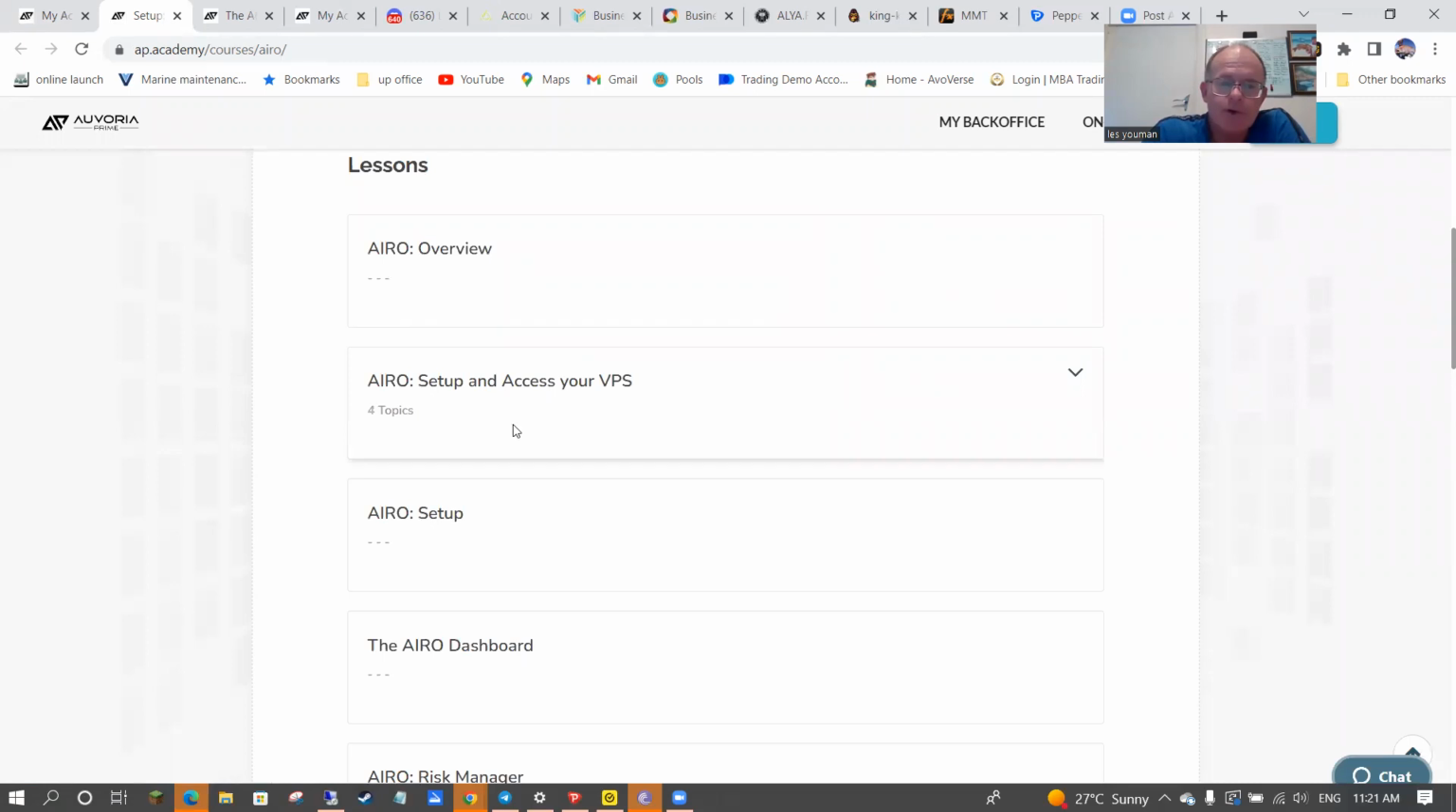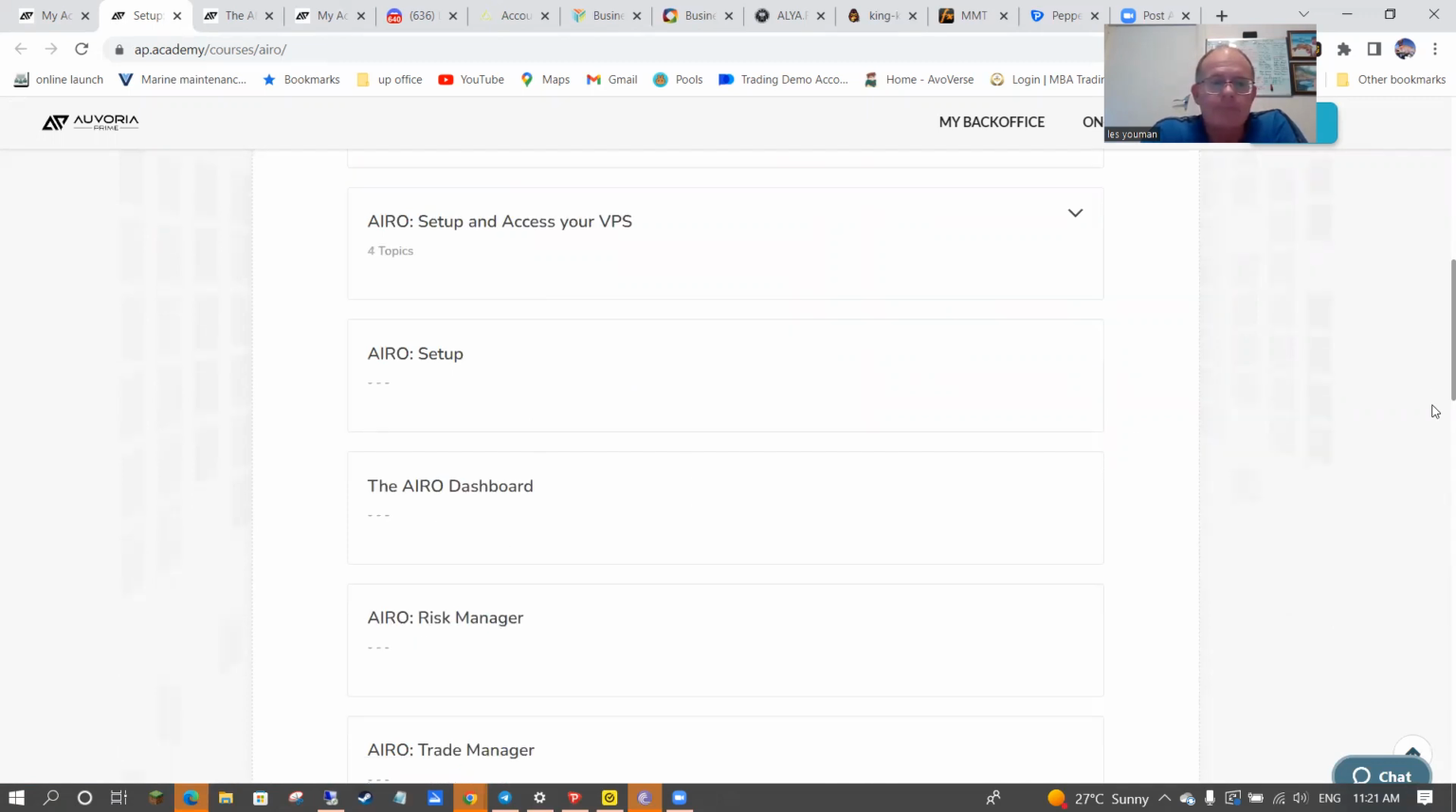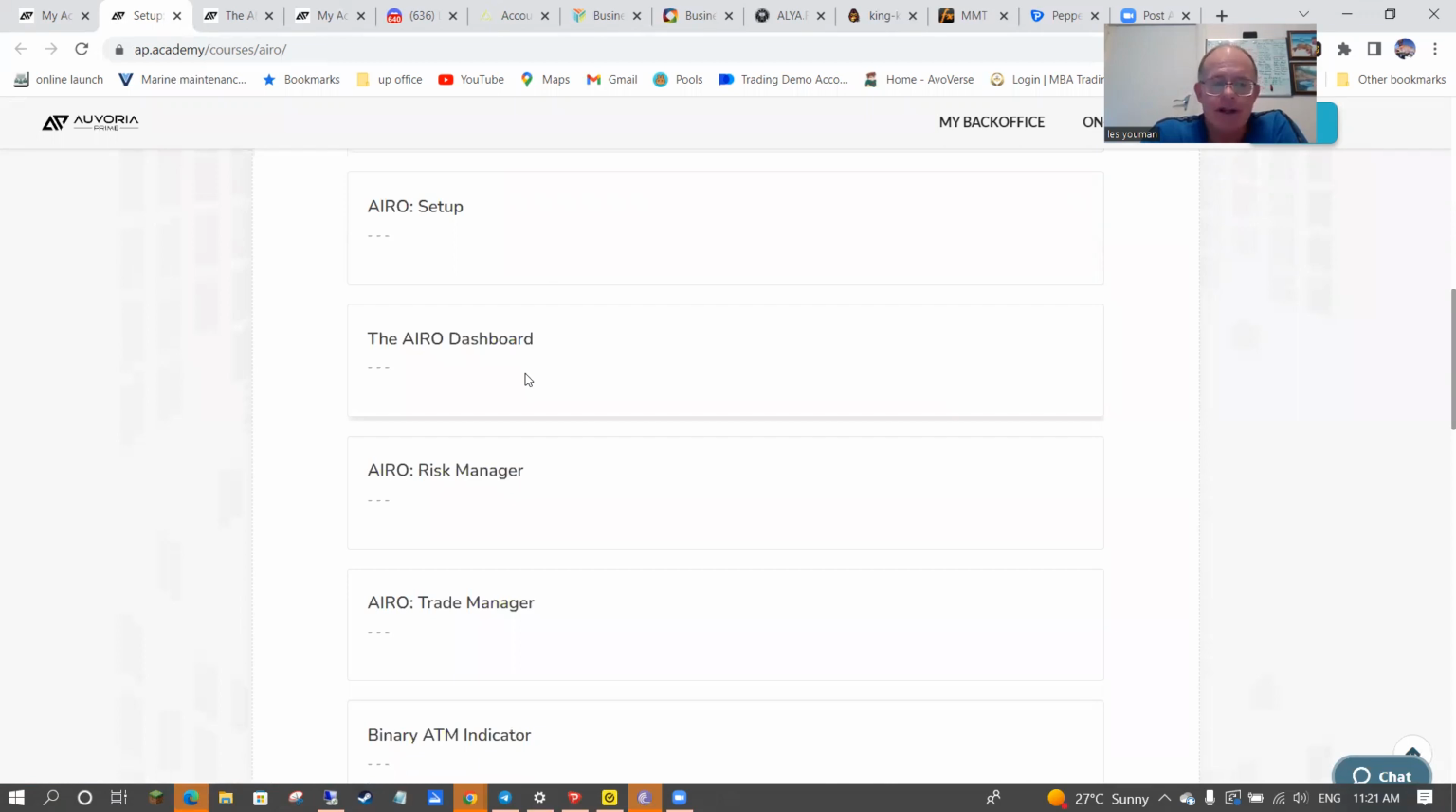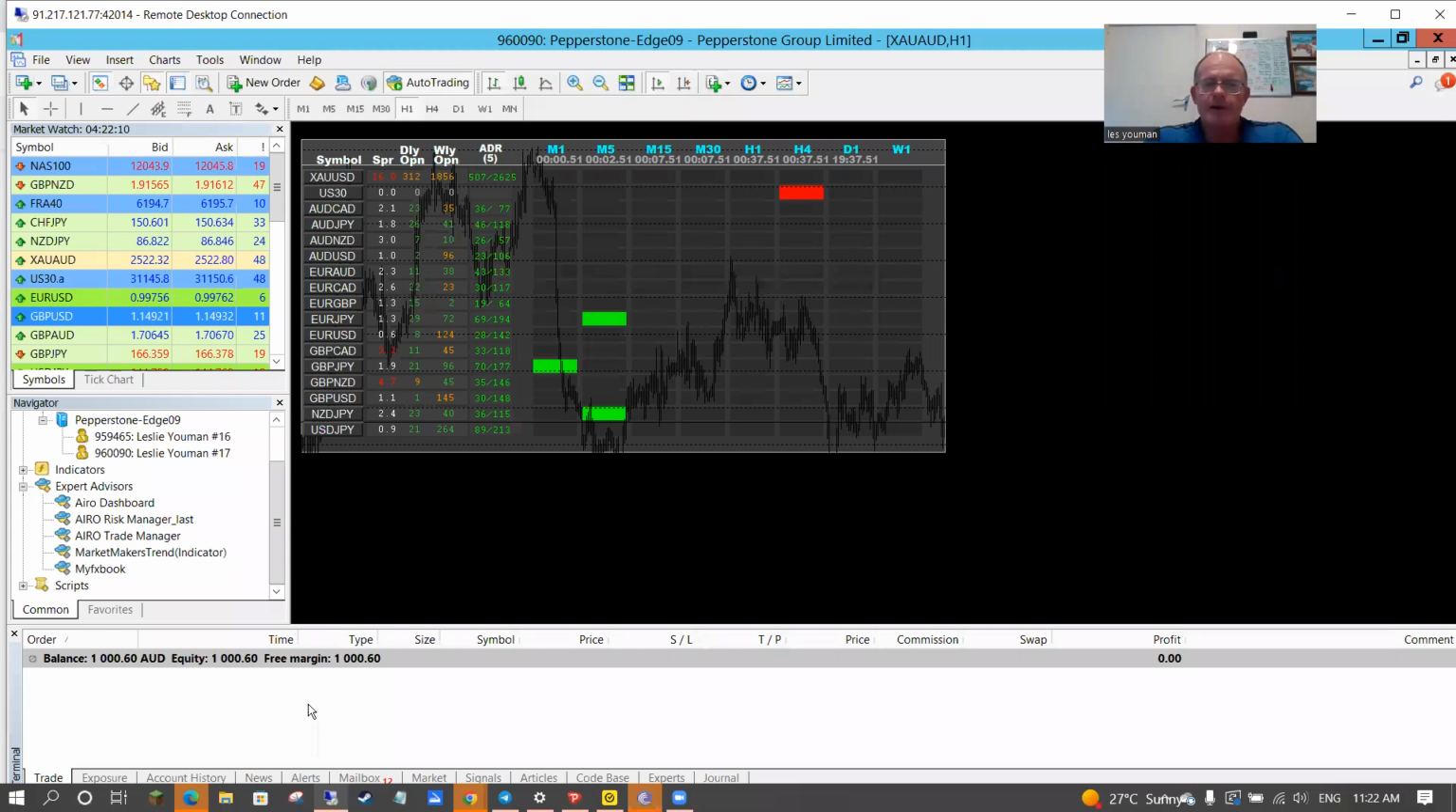Then you've got the setup course, how to actually access your VPS and set that side of things up. Then you've got the AIRO setup, and then the AIRO dashboard setup. And then there are two more products that come with it. One's a risk manager and one's a trade manager. I'm not going to get into all of those, but I just wanted to quickly show people how to easily find everything on it and set it all up. So we'll whiz back to my VPS.